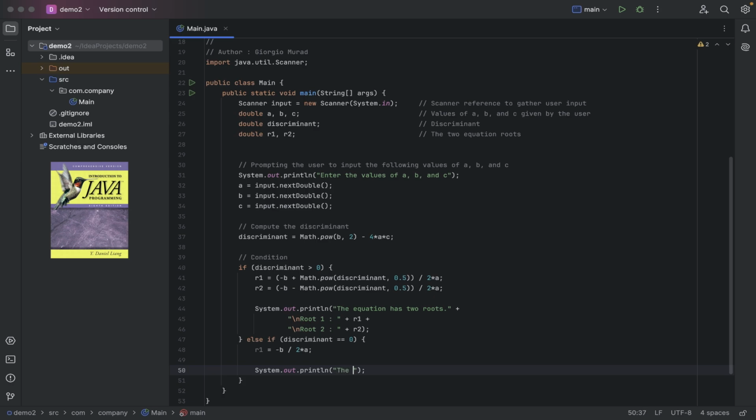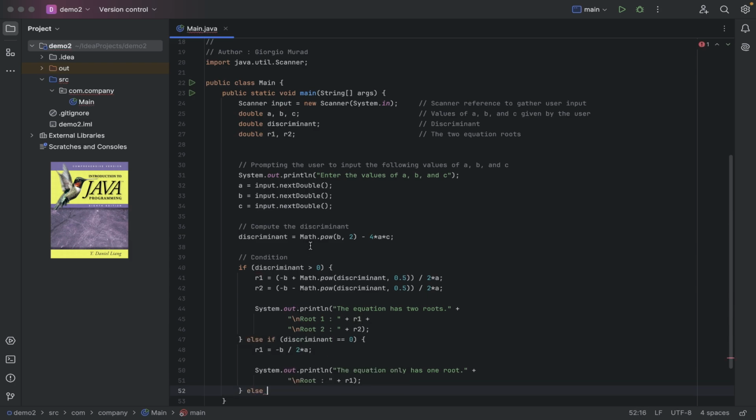So print here "the equation only has one root." Escape n, "Root =", and print the value of the root. And here I have the value of R1.